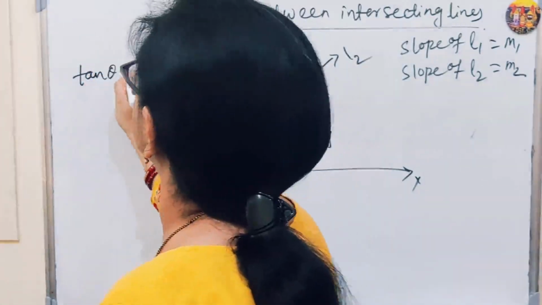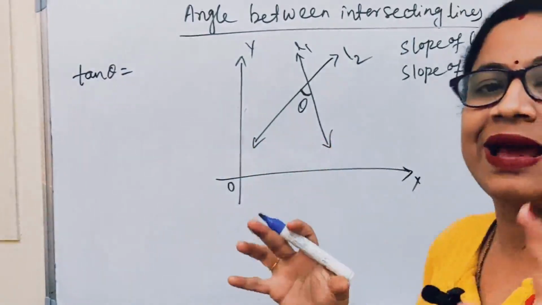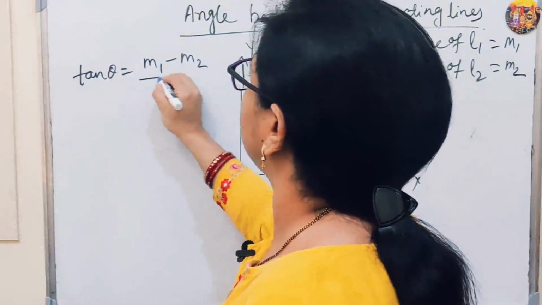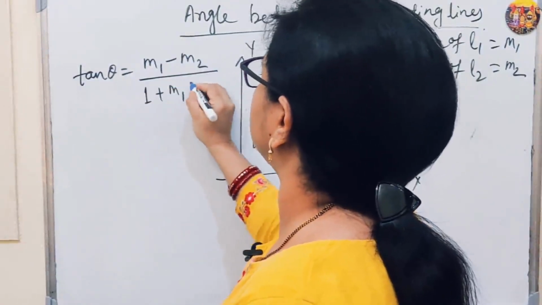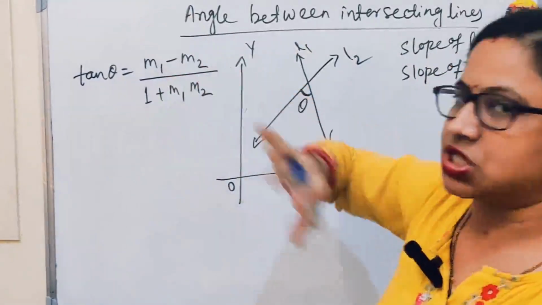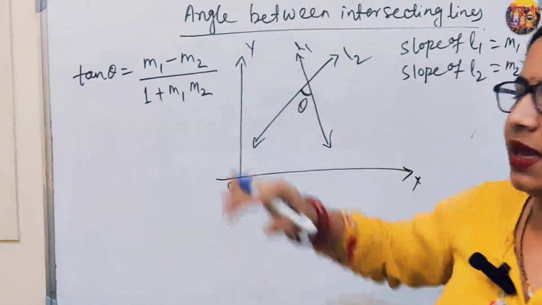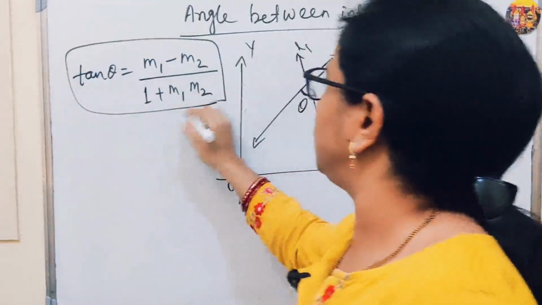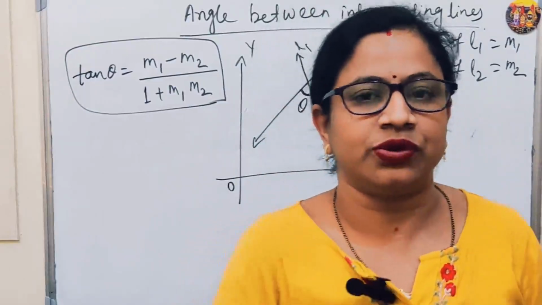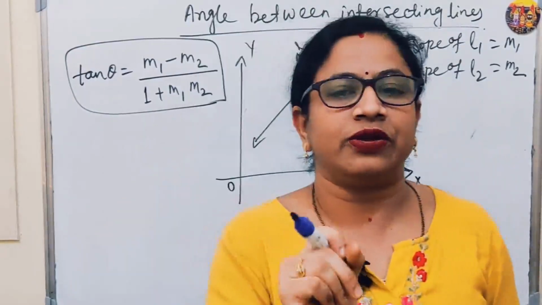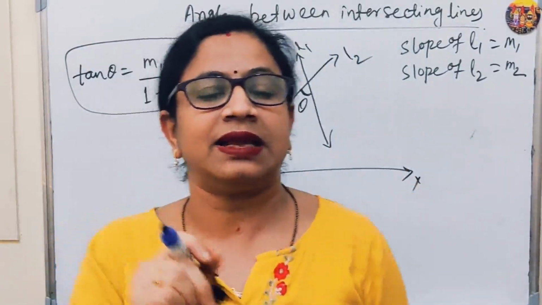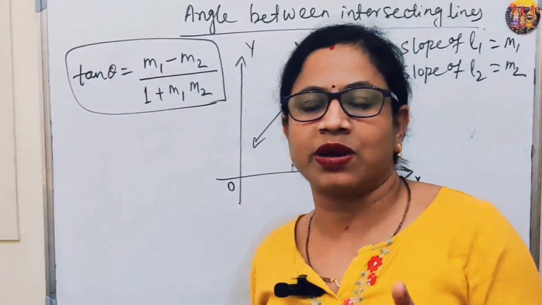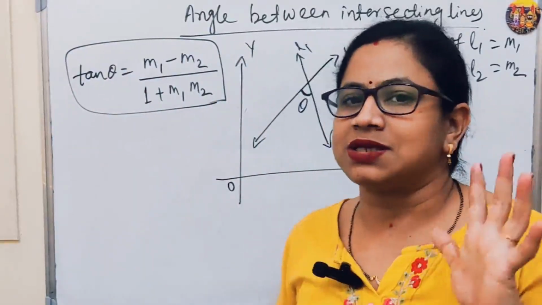Tan theta is equal to, for this particular case when lines are intersecting each other, slope 1 minus slope 2 divided by 1 plus the product of slope 1 and slope 2. This is the angle between two lines. If two intersecting lines are given to you and the slopes of both lines are given, then you can calculate the angle created between the lines using this formula. Tan theta is equal to M1 minus M2 upon 1 plus M1 M2.